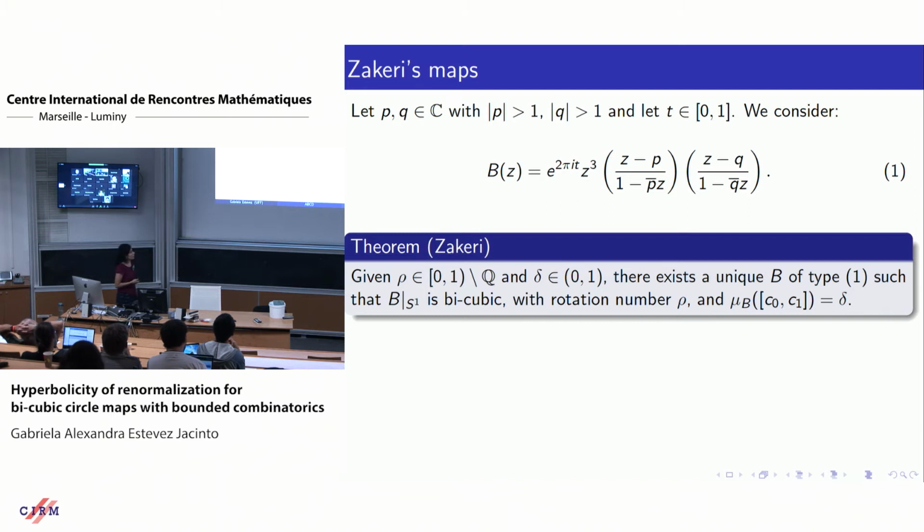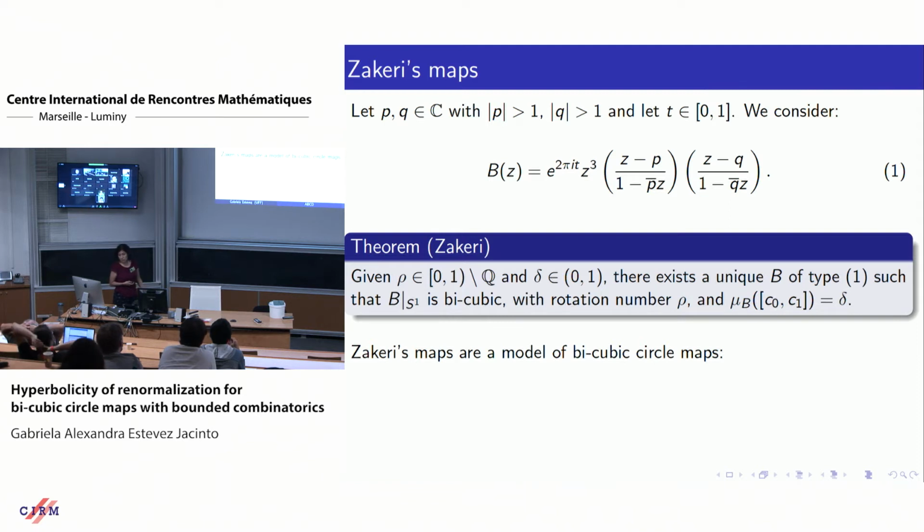Zakeri proved a lot of things, but one of these results is that if you give me an irrational rotation number and a number delta between 0 and 1, there is a unique map of this type, a Zakeri map, such that the map restricted to the circle is bicubic, the rotation number is the number that you gave me, and, if you consider the arc between the two critical points and measure it with mu, the unique invariant Borel measure, the measure of this arc is delta, the number that you gave.